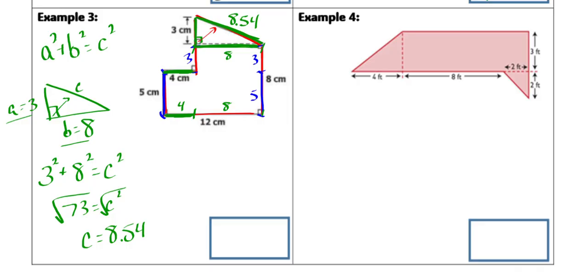I'm going to clean up this picture just so I don't miscount something. I just want to do the border. So anything that's on the outside.